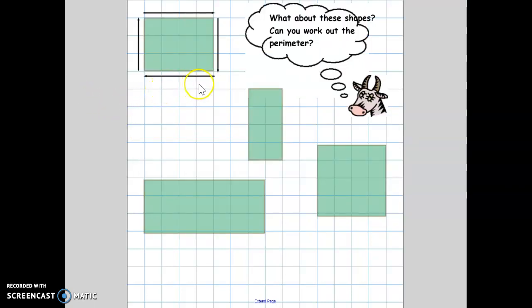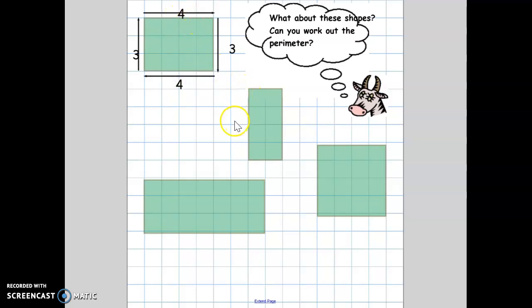So for this one, we've got a length of 1, 2, 3, 4, and a length of 3. And obviously it's a rectangle, so we've got another length of 3 and another length of 4. We need to add those lengths up to find the perimeter of this shape. 2 4s make 8, and 2 3s make 6, and 8 and 6 make 14. So if these were centimeters, the perimeter would be 14 centimeters. Not squares, just 14 centimeters long.